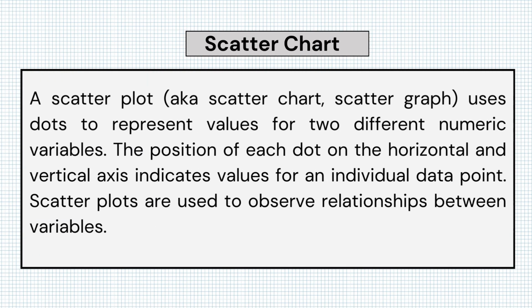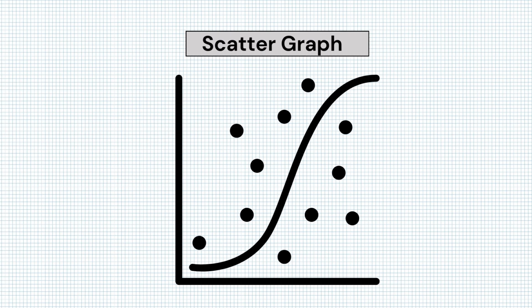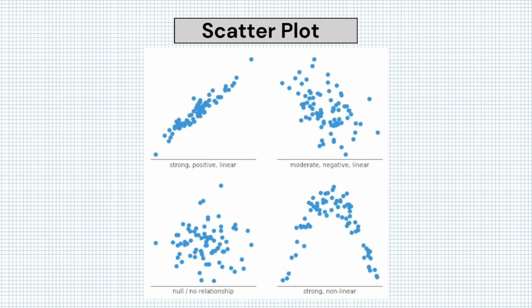Next important one is scatter chart. A scatter plot, also known as a scatter chart or scatter graph, uses dots to represent values for two different numeric variables. The position of each dot on the horizontal and vertical axis indicates values for an individual data point.